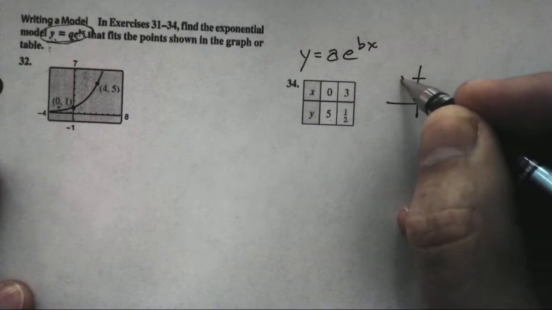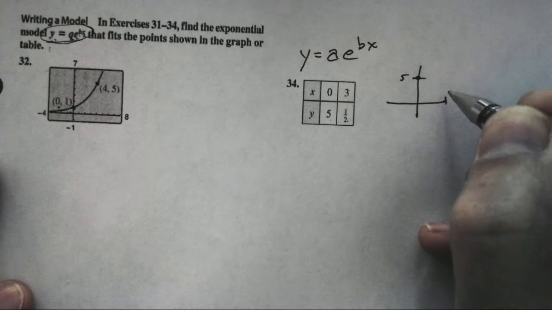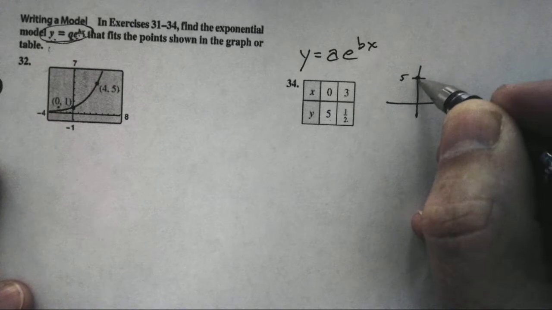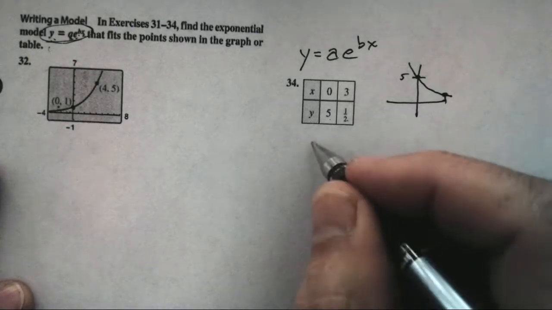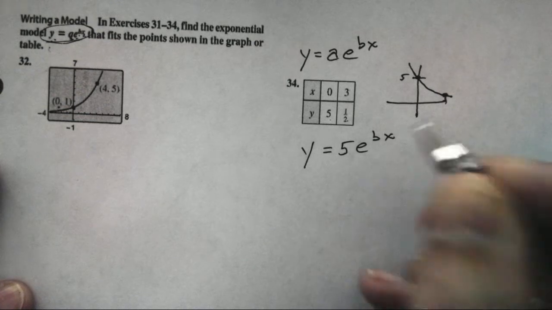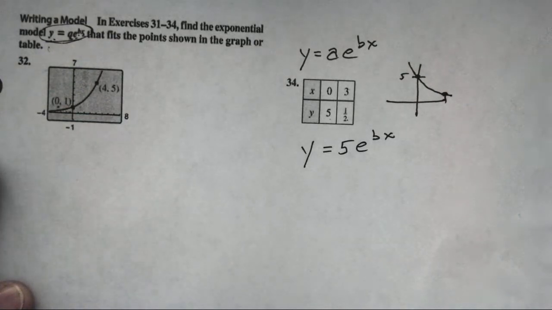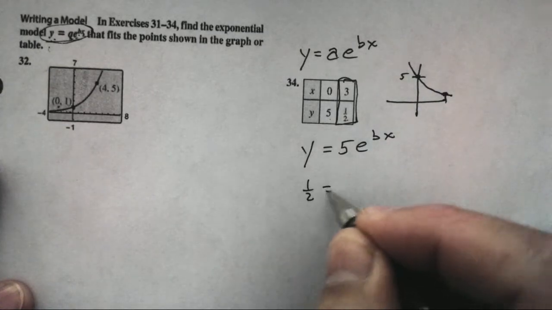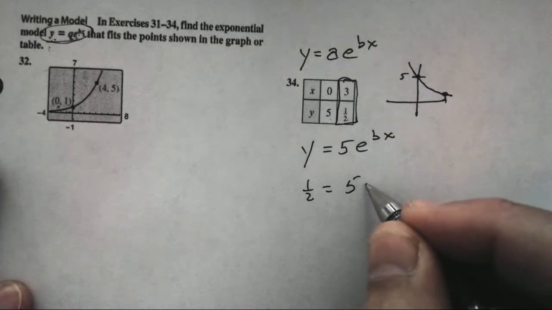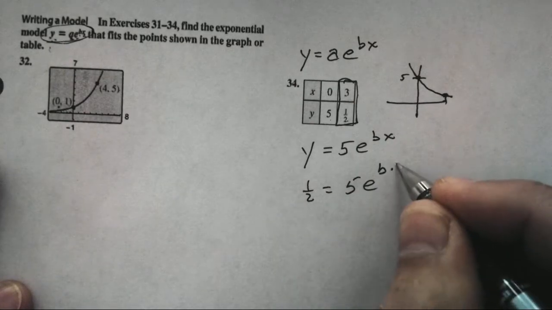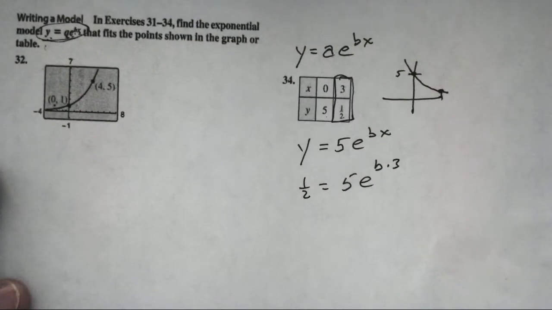let's see, 3, 1/2, somewhere about in here, and we've got this exponential growth problem. It tells us 5's our starting point, so we can already go straight to y equals 5 e to the bx. And then we can put the second point in for x and y. 1/2 equals 5 e to the b times 3.